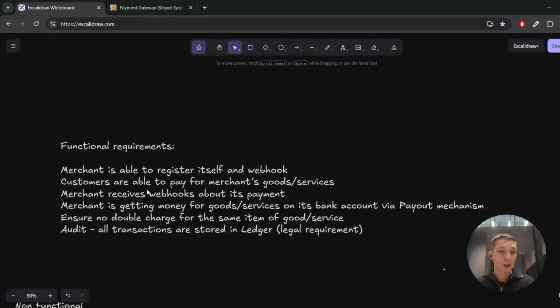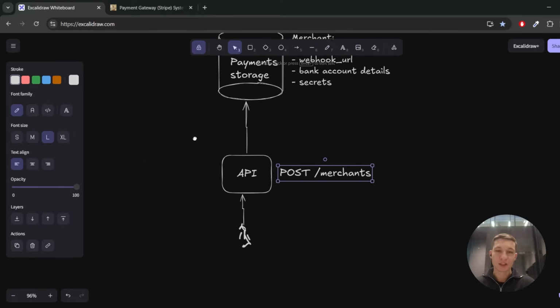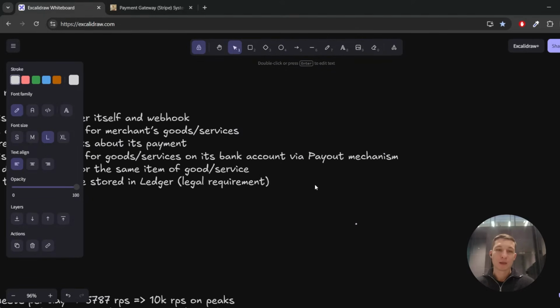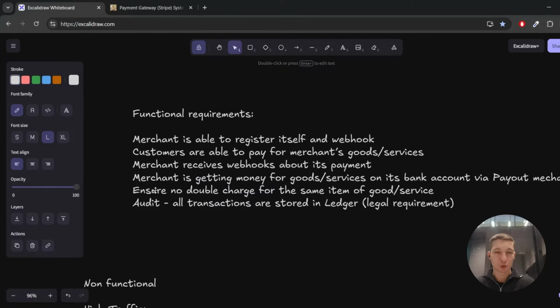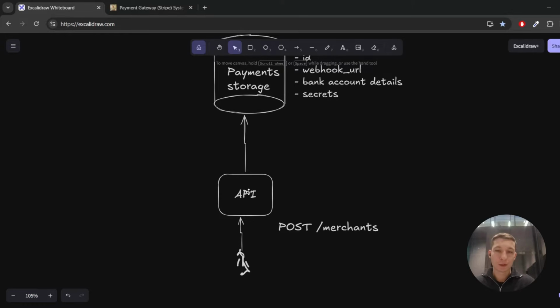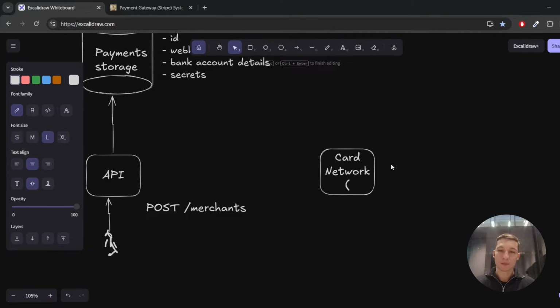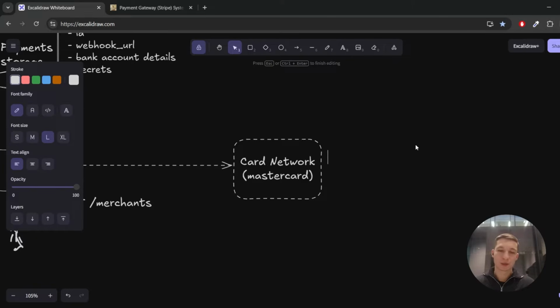Let's proceed. Now we have customers are able to pay for merchants' goods and services. This requirement is a bit tricky. Let's also consider that we should ensure no double charge straight away, because these two are kind of related. So what we are going to do here, first of all, let's introduce our third-party card network, let's say Mastercard. As I mentioned, it has two endpoints, authorize and capture.